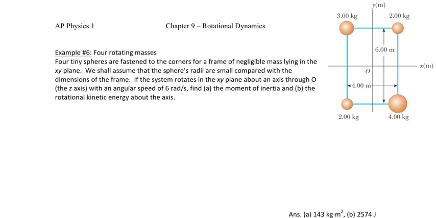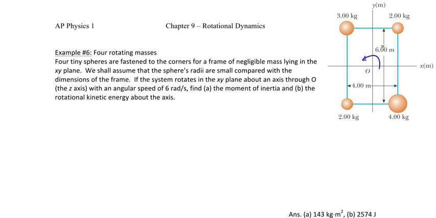Example number 6 in our rotational dynamics, we have 4 rotating masses: 3 kilogram, 2 kilogram, 4 kilogram, and another 2 kilogram. And they are rotating along this XY plane. So it's basically spinning around in this direction, in the plane of the page or the screen that you're looking at.